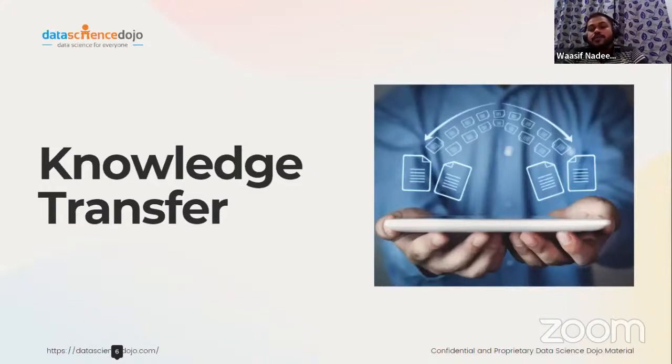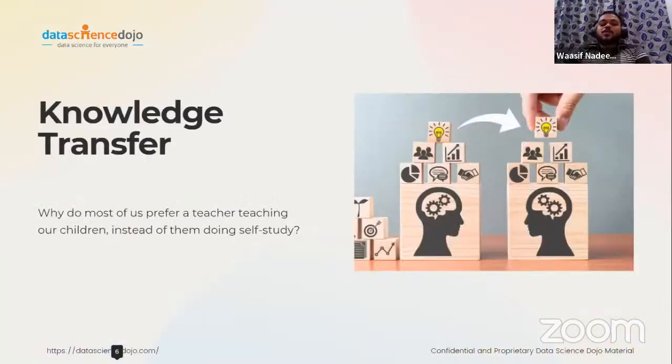Before we jump into transfer learning, we need to understand the concept of knowledge transfer. And to understand that, remember that deep learning is based on human perception, right? So what would be a better example than human perception to understand this concept? Here's a question: why do most of us prefer a teacher teaching our children instead of them doing self-study? I am talking about a child who maybe hasn't started going to school. Why do you prefer a teacher teaching them? Why don't you just send your child to the library and ask them to study on their own?